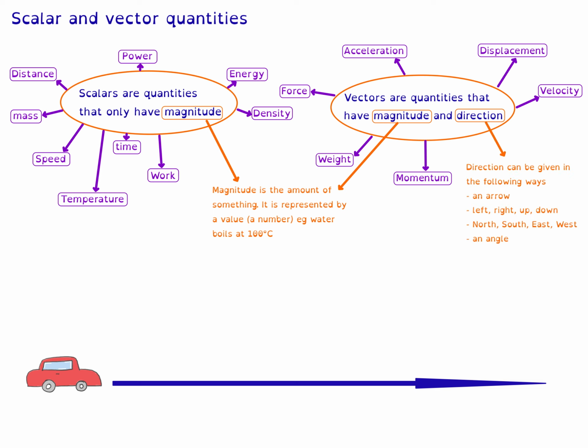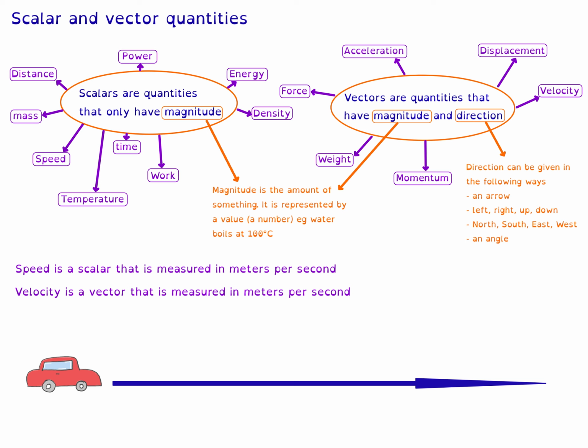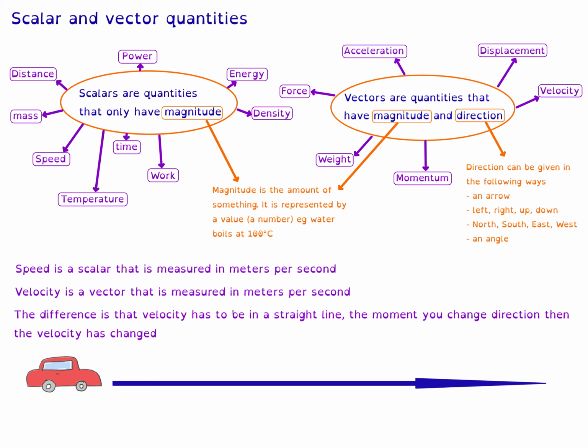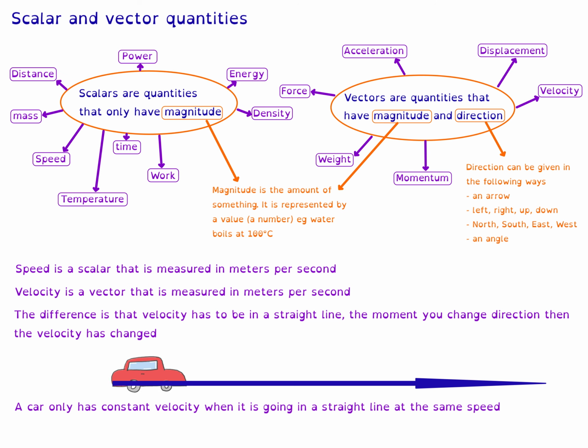The direction for the vector can be given in the following ways. It could be an arrow, it could be written down as left, right, up, down, or north, south, east, west, or it can be given as an angle. Speed is a scalar that can be measured in meters per second, whereas velocity is a vector that is also measured in meters per second. The difference is that velocity has to be in a straight line. The moment you change direction, then the velocity has changed. A car only has constant velocity when it's going in a straight line at the same speed.